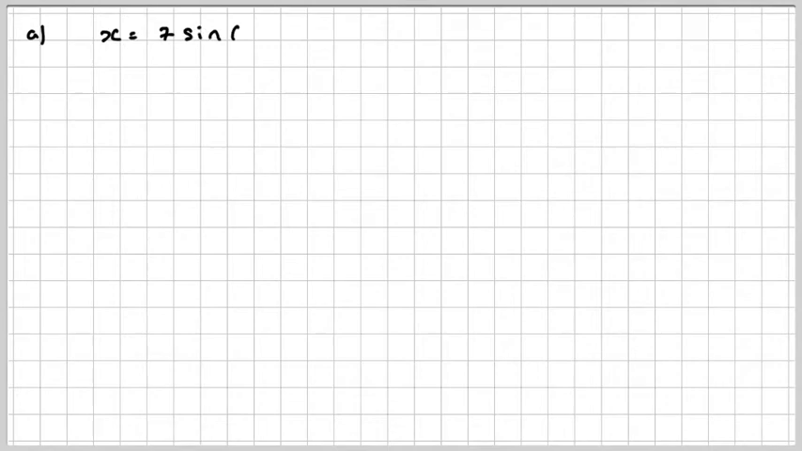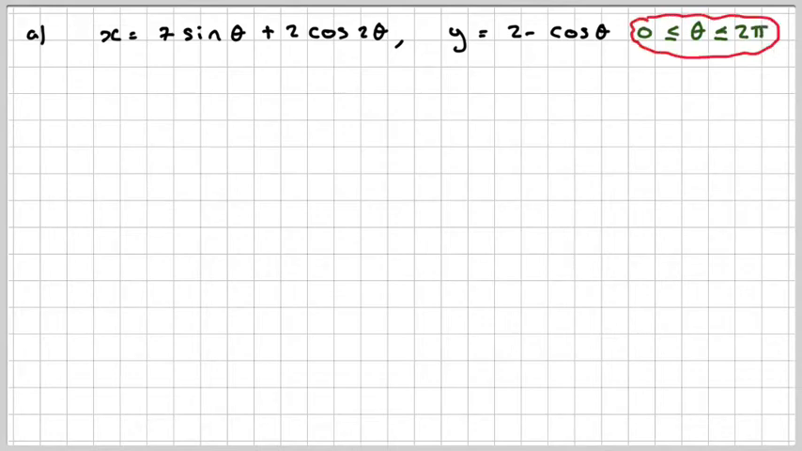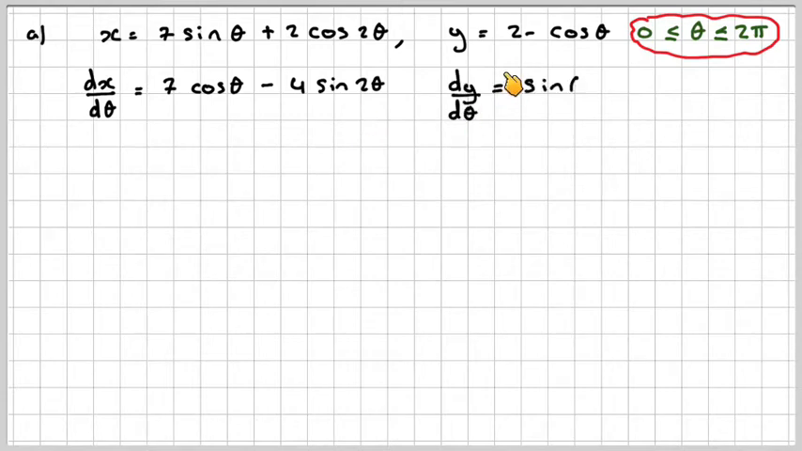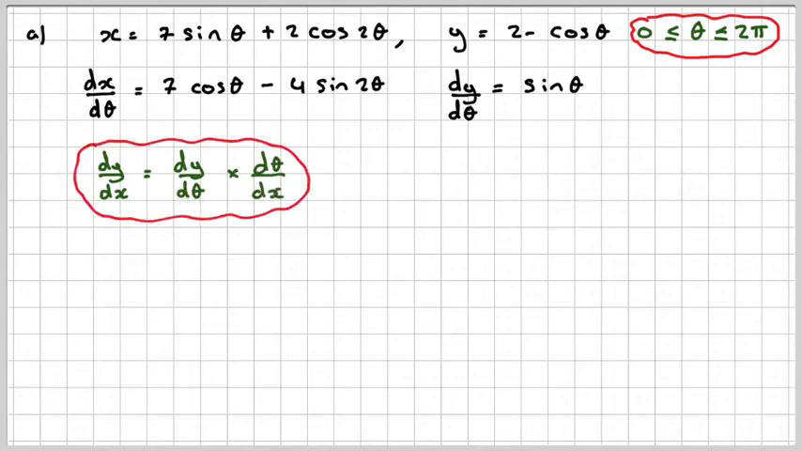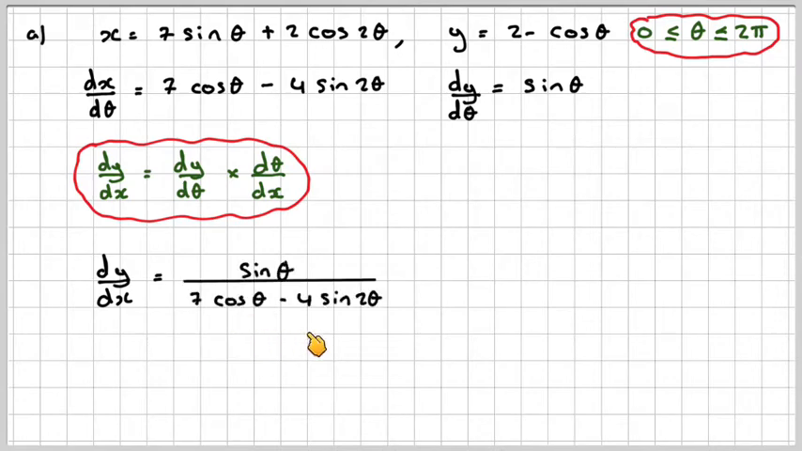Okay, so writing down those parametric equations. Now, there are several ways you could go about doing this. Probably the more difficult way is actually to do this. If you differentiate this, differentiate sine, you get cos. And you differentiate this, you're going to get minus sine, and then you get 4 from the 2 in front of here using the chain rule. And then if we differentiate this 2, you get nothing, and the differential of minus cos is sine theta. Then if you use the chain rule, dy by dx is dy by d theta times d theta by dx, which is dy by dx is equal to sine theta over 7 cos theta minus 4 sine 2 theta.